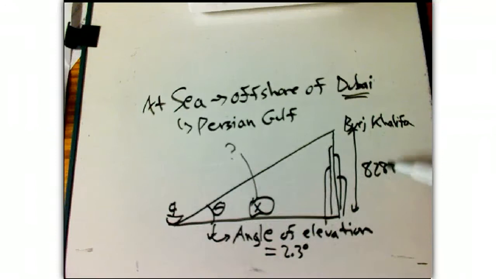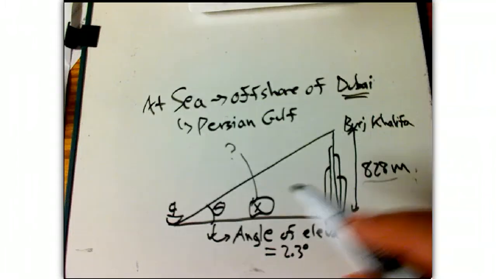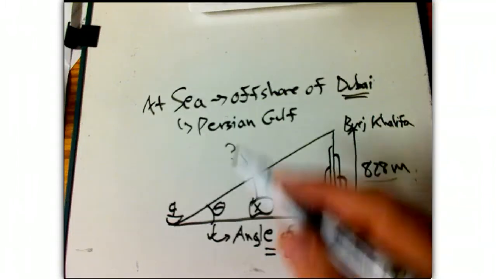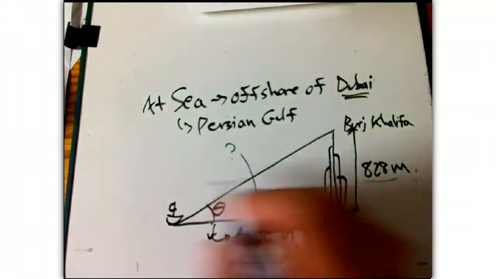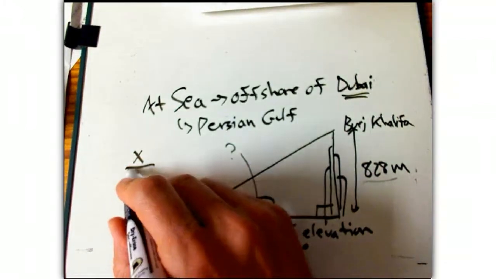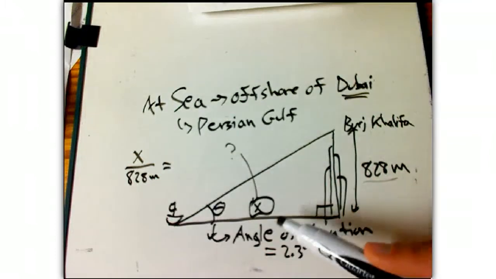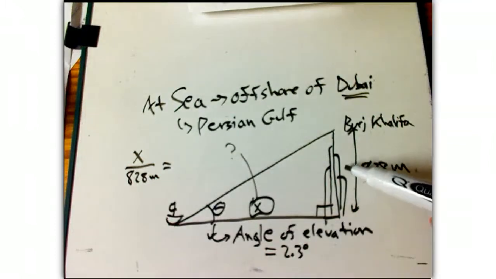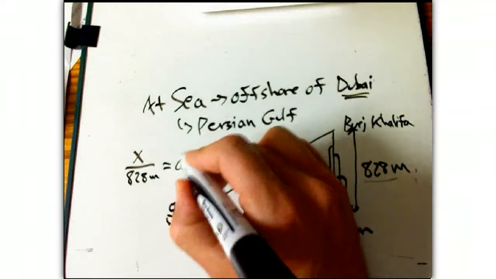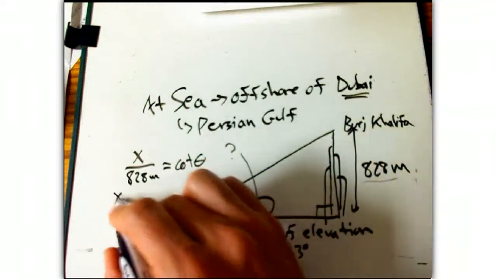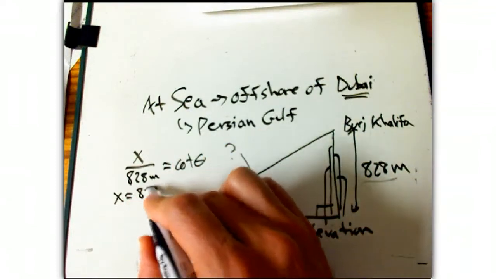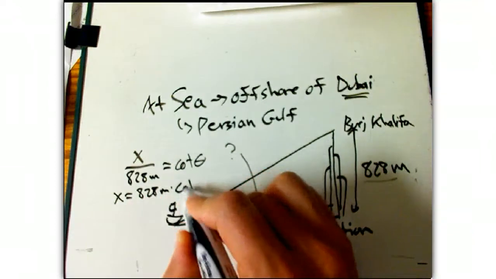Well, we know theta. We know one of the angles in a right triangle. That's a right triangle because this is a straight up and down tower. It'd be super impressive if it were a leaning tower, 828 meters, but it's not. So we just do exactly what we did before. We've got x over 828 meters. That's adjacent over opposite, that's cotangent. So x is going to be 828 meters times cotangent theta.